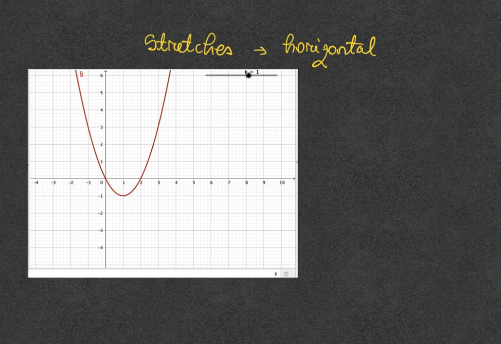We're going to look now at stretches that can be horizontal and vertical. So this is the second part of the movie. We started last time with translations. So let's look at what a stretch means, a horizontal stretch.